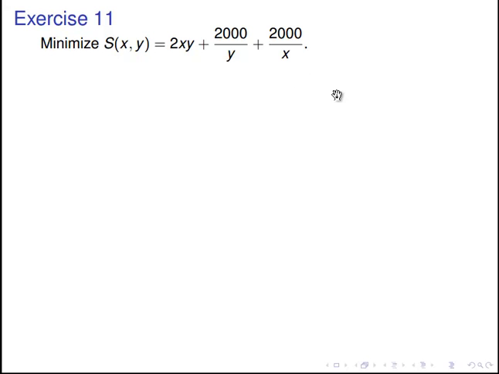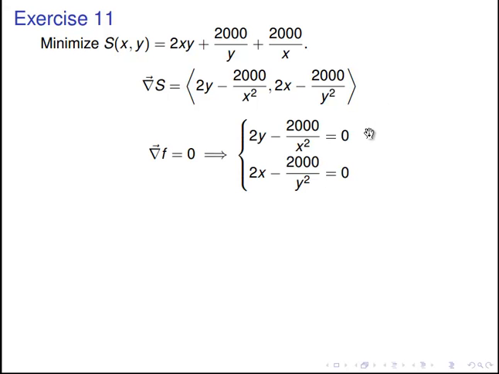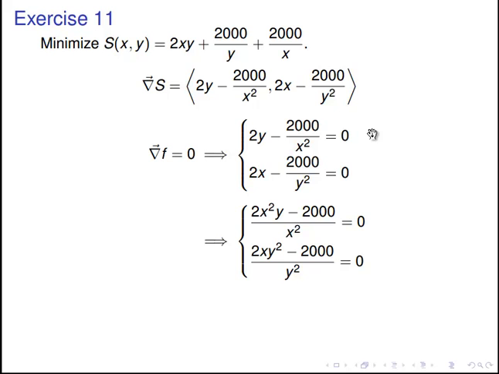We're going to look for the gradient. The gradient is given by 2y minus 2,000 over x squared in the x direction, and in the y direction it's 2x minus 2,000 over y squared. The similarity, of course, comes because our function S of x, y is completely symmetric in x and y. We would like to know where the gradient is equal to 0. That's going to be when each component is 0, and if we combine these into one fraction, we get these two expressions equal to 0. And of course, to get fractions equal to 0, we make the numerators equal to 0.